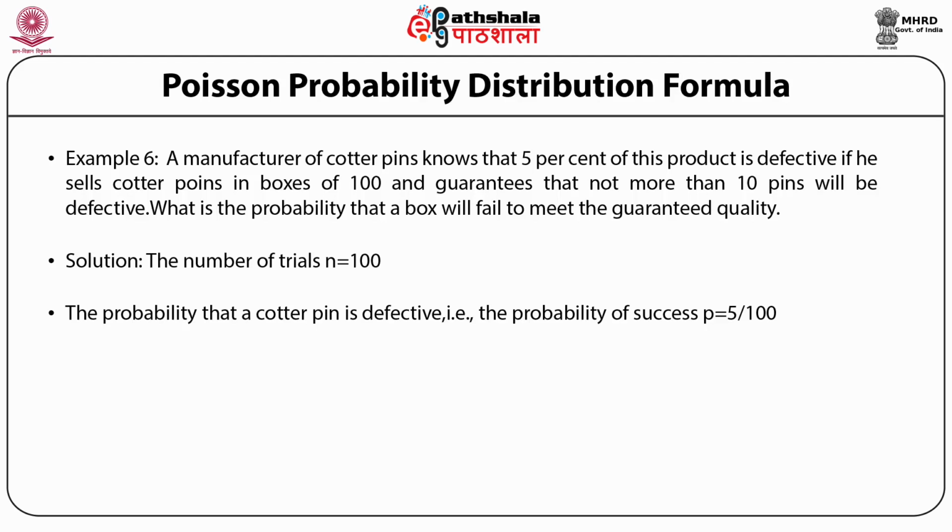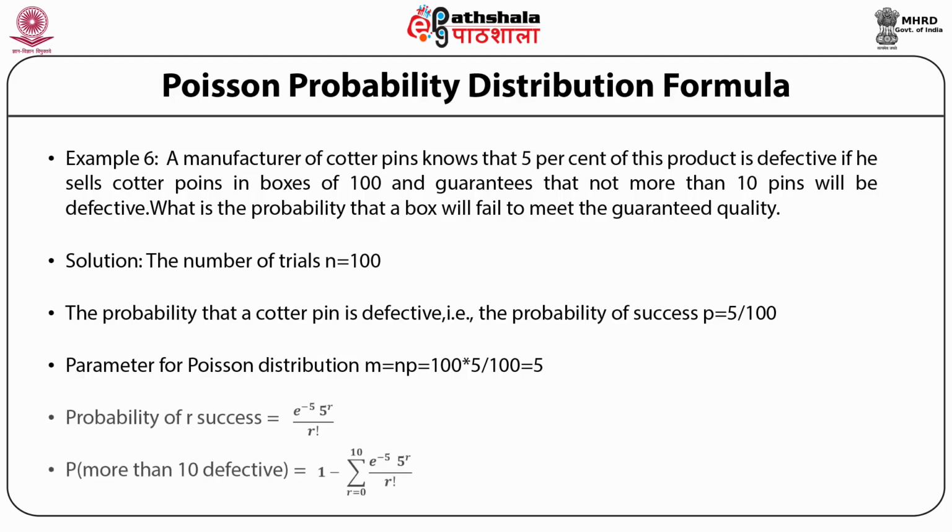So n into P is equal to lambda. Parameter for a Poisson distribution m is equal to n into P. So this is 100 multiplied by 5 upon 100, which is equal to 5. Probability of r successes is e raised to power minus 5, 5 raised to power r upon r factorial, and probability of more than 10 defective will be 1 minus summation r takes value 0 to 10 of e raised to power minus 5, 5 raised to power r upon r factorial. This is the answer of the question.